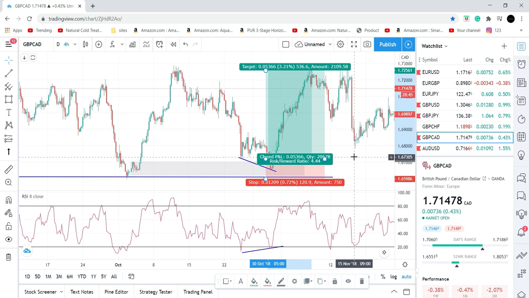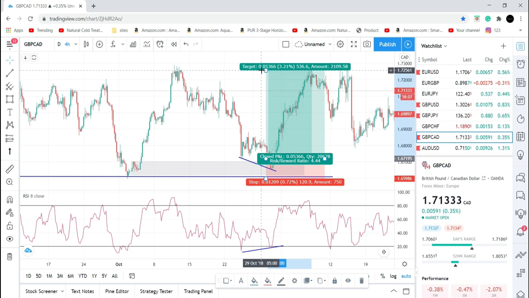Okay. Now this setup doesn't come every single day. So this is why I personally use price action, because I want to trade every single day. But when this setup does appear, it is a good setup, right? So guys, that's about it.